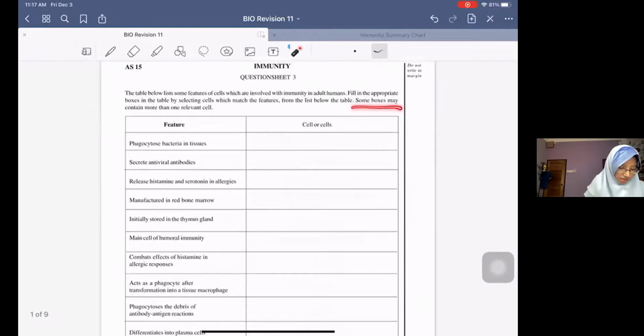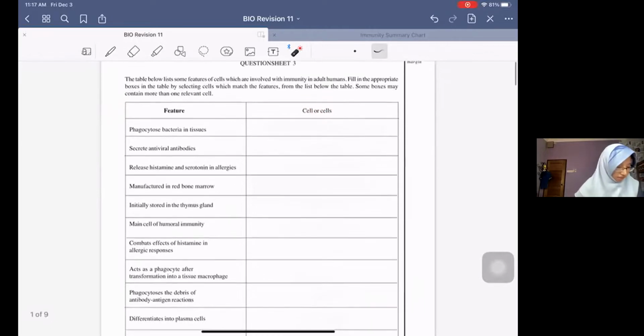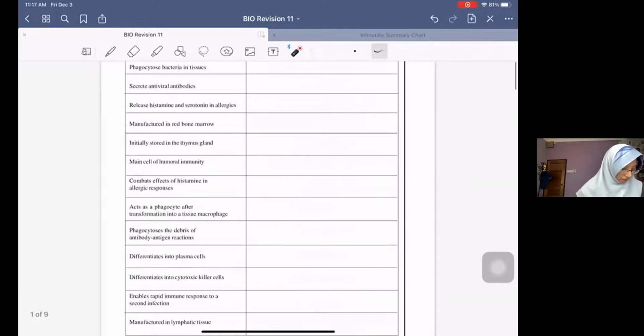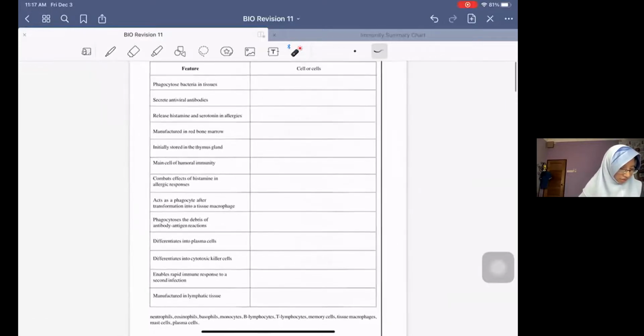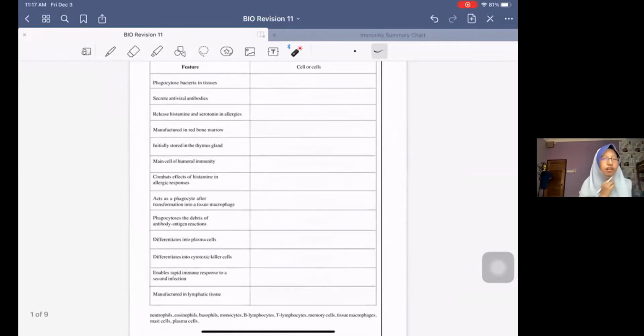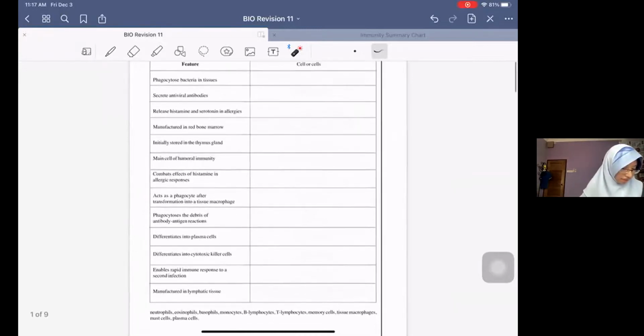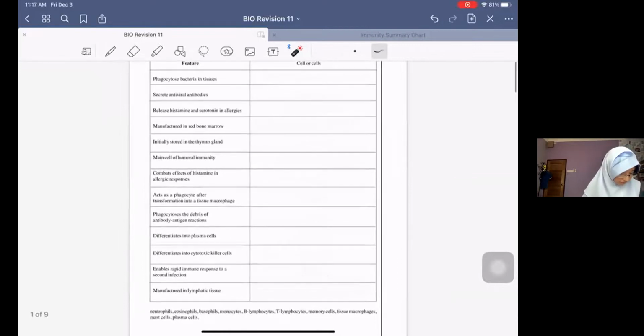Okay, so here it also says that some boxes may contain more than one relevant cell. So here it can be either cells or cells, so you can have more than one. So we just go through this, okay, and then the selection will be down here. So the first step, in order to identify the cell, we have cells that phagocytose bacteria in tissues. The options are down here.